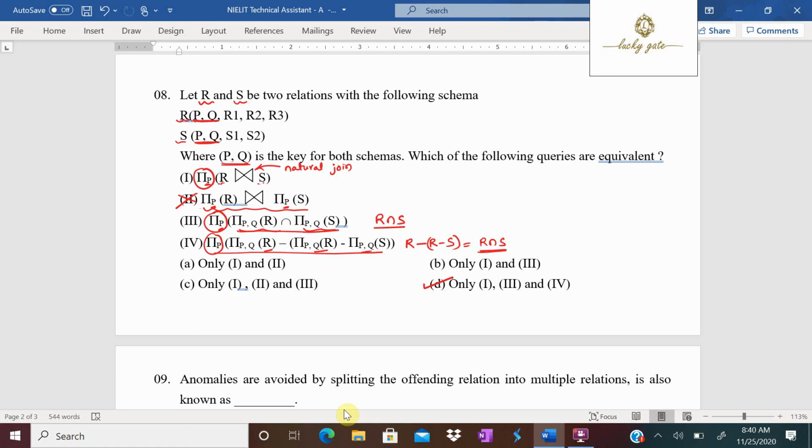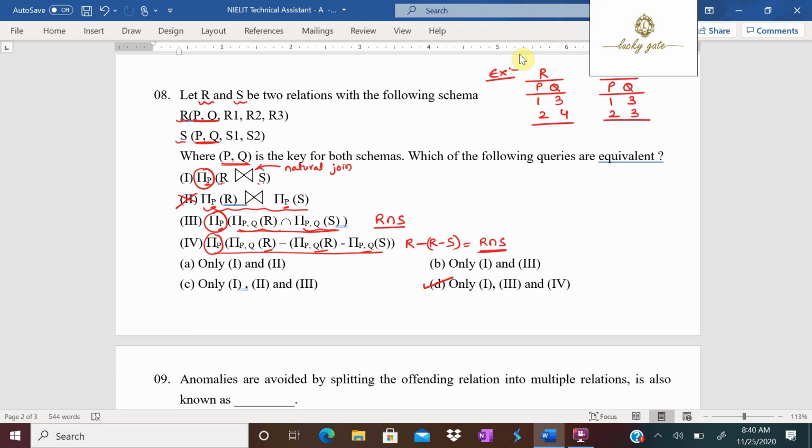Here I will show you with a small example. Let us say R with P and Q attributes, and there may be some other attributes, but here the complete queries are based on P and Q attributes. That's why I'm showing you only P and Q. And S with two attributes P and Q. Let us say R has 1, 3 and 2, 4. S has 1, 3 and 2, 3.